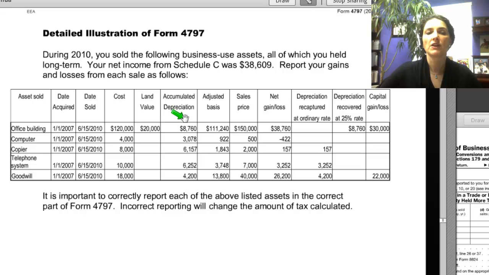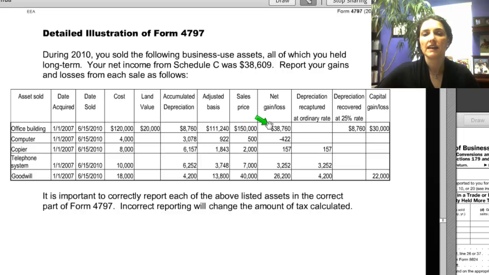Accumulated depreciation claimed on the office building was $8,760, and this is the depreciation claimed on the computer, copier, and telephone system, and the amortization claimed against the goodwill. Thus, we have adjusted basis in each of the assets shown as follows. Office building, $111,240. $922 for the computer, $1,843 for the copier, $3,748 for the telephone system, and $13,800 for goodwill. And this is the amount that each of those assets sold for: $150,000 on the office building, $500 on the computer, $2,000 on the copier, $7,000 on the telephone system, and $40,000 for the goodwill.